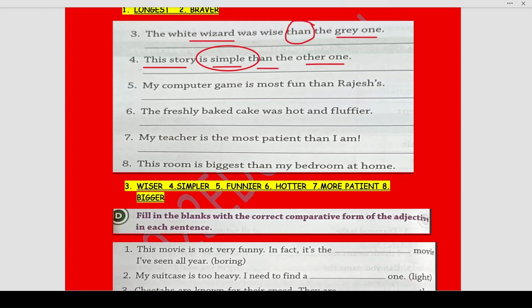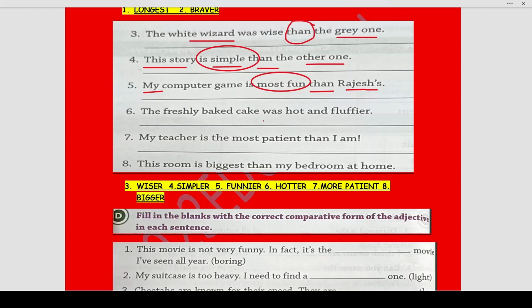Therefore, it will be the comparative degree. My computer game is most fun than Rajesh's. My computer game, I am one subject and Rajesh is the other subject. So there is a comparison between two subjects, and the word than is also there. So we will use not most fun but more fun. Or my computer game is more funnier than Rajesh's.